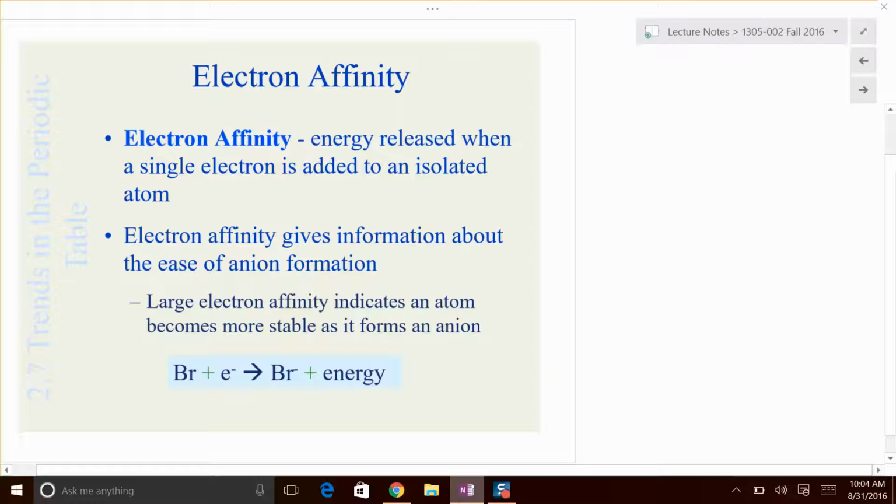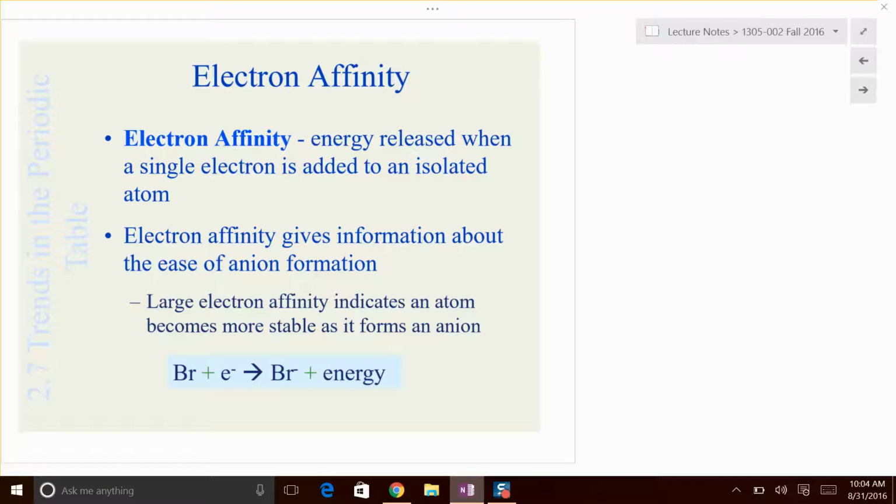Electron affinity. Electron affinity is the energy released when a single electron is added to an isolated atom. The energy released when an electron is added to an atom. So when you gain electrons, you release energy. Or you can think of electron affinity as your attraction for electrons. I want to attract electrons.